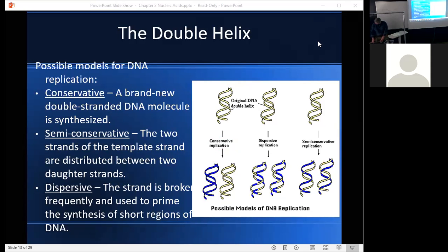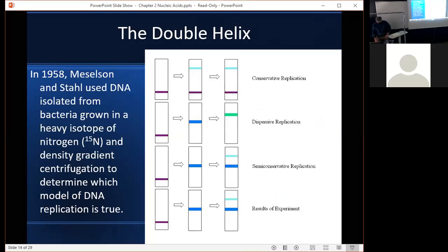So next we have to figure out exactly which model is accurate. This is another one of the classic experiments that I want to explain to you. In 1958, Meselson and Stahl used DNA isolated from bacteria grown in a heavy isotope of nitrogen and density gradient centrifugation to determine which model of DNA replication is true. Let me explain exactly how we do the experiment. Then we'll look at the results.